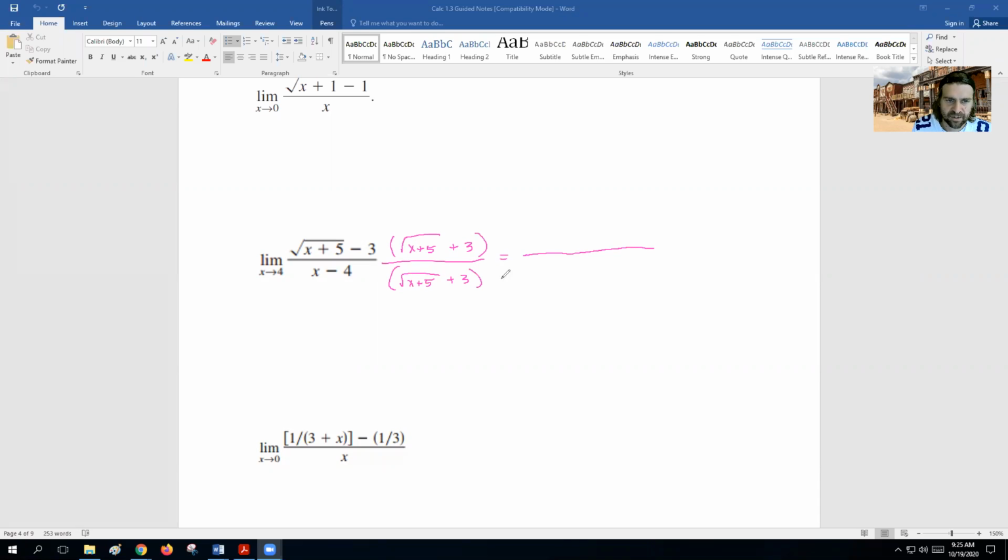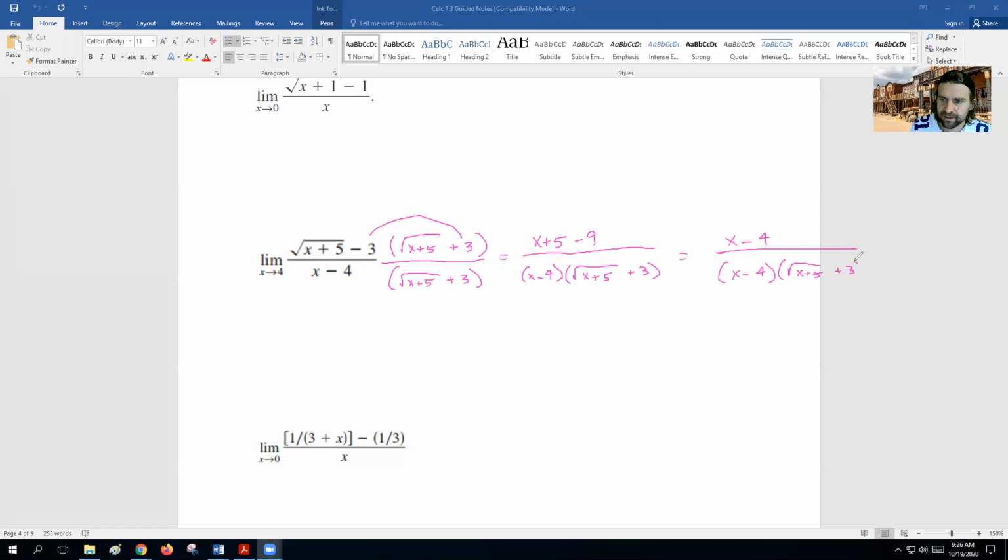All right, so the bottom is going to be a weird expression. It is x minus 4 times the conjugate, radical x plus 5 plus 3. So the top here, we distribute, we get radical x plus 5 times radical x plus 5, which is just a plain old x plus 5. The middle terms are going to cancel each other because we'd have a positive 3 radical x plus 5 and then a negative 3 radical x plus 5. We just got to do negative 3 times positive 3, which is negative 9. So that simplifies to an x minus 4 over x minus 4 times the conjugate.